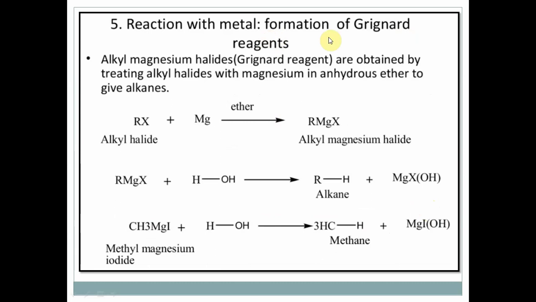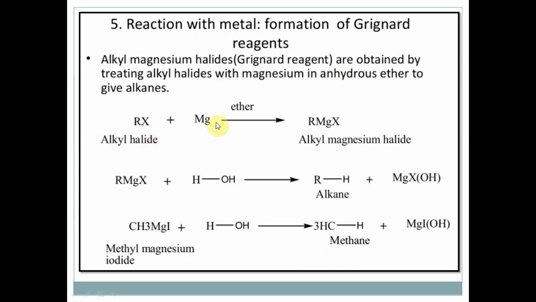Reaction with metal, formation of Grignard reagent. As we know, Grignard reagent is a very important reagent in organic chemistry. So alkyl magnesium halide, or you can say Grignard reagent, is obtained by treating alkyl halide with magnesium in anhydrous ether.